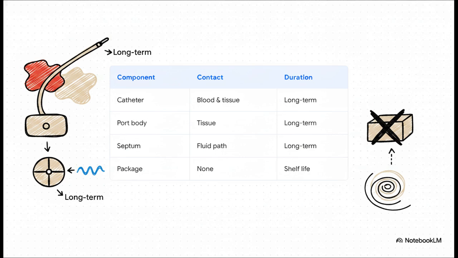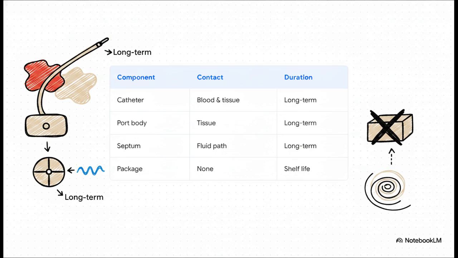Take our fictional Vascuport Flex case study. Every single component is explicitly mapped out. The catheter, that contacts blood and tissue long-term. The titanium port body also contacts tissue long-term. And the sterile package? Sure, it has zero patient contact, but it does contact the device over its shelf life.